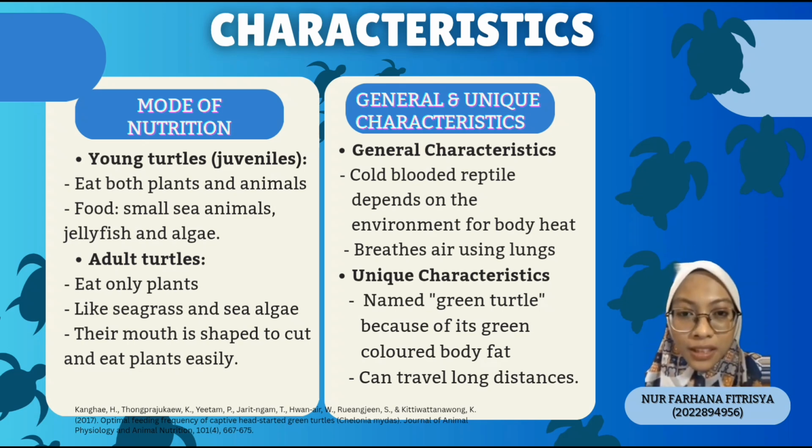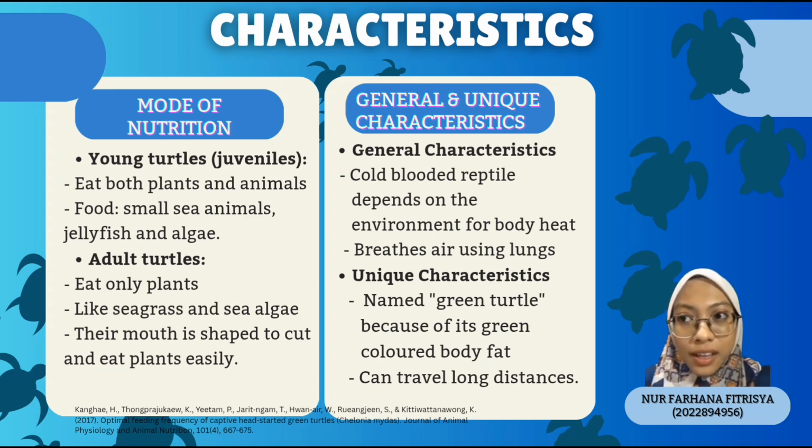Last but not least is the general and unique characteristics of Chelonia mydas. First is the general characteristics. Chelonia mydas is a cold-blooded reptile. This means it depends on the temperature around it to control its body heat. It also breathes using lungs, just like us. So even though it lives in the sea, it still needs to come to the surface to breathe.